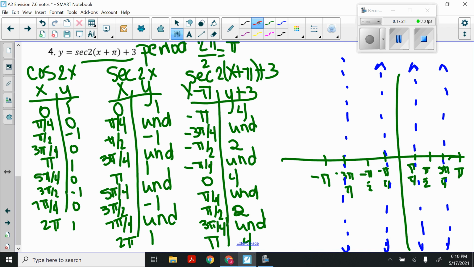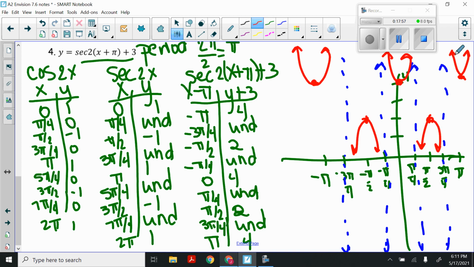So then at negative pi, I'm up at positive 4. I need to go back and 1, 2, 3, 4. So negative pi, I'm up at positive 4. Negative pi over 2, I'm up to positive 2. 0, I'm up to positive 4. Pi over 2, I'm at positive 2. Pi back up to positive 4. Remember, we're graphing parabolas here, okay? So this is going to be a parabola opening up, parabola opening down, parabola opening up, parabola opening down, parabola opening up. All right, so that's number 4.